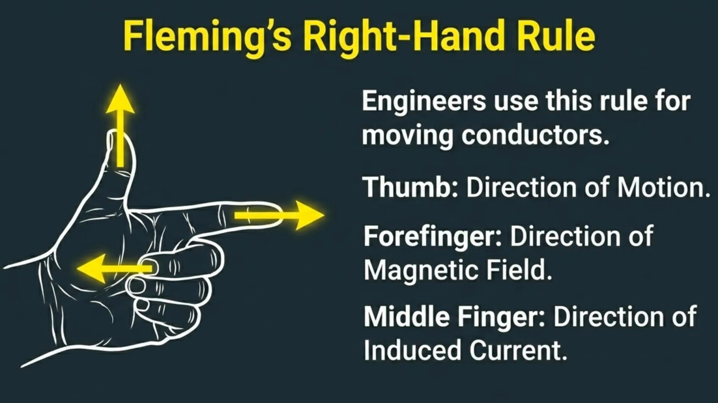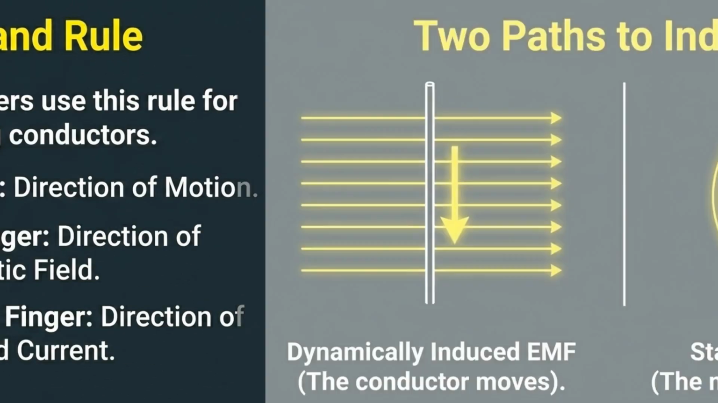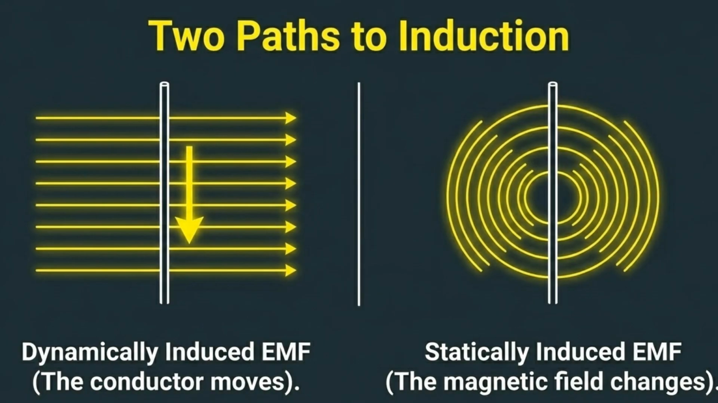Engineers often use Fleming's right-hand rule to determine the direction of induced current in a moving conductor. Simply align your thumb, forefinger, and middle finger to represent motion, magnetic field, and current. There are two primary paths to induction.